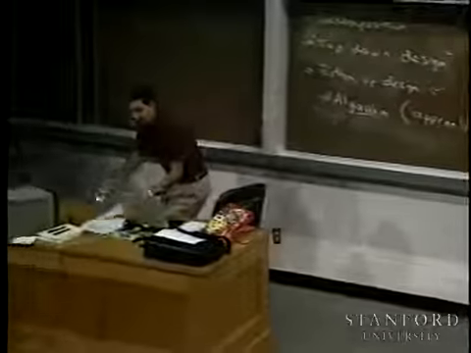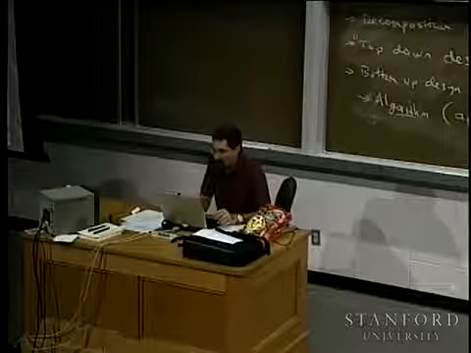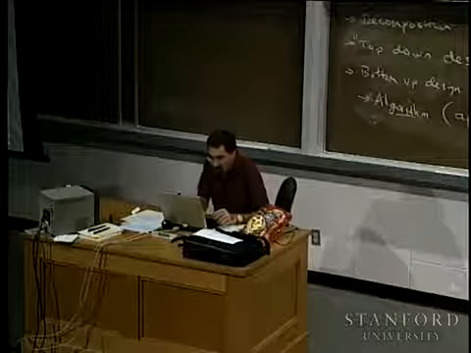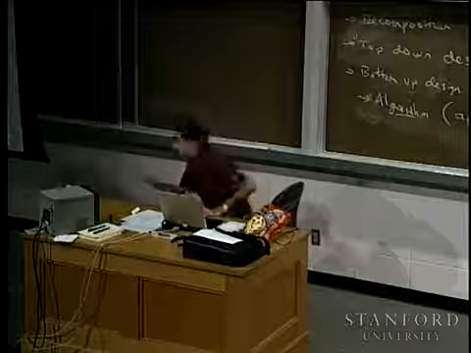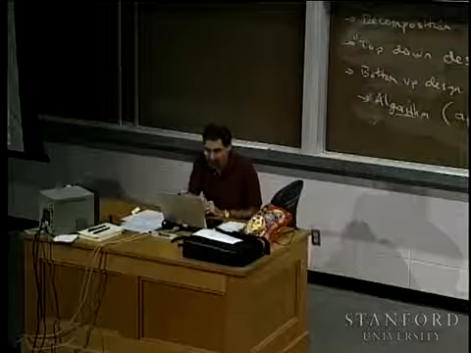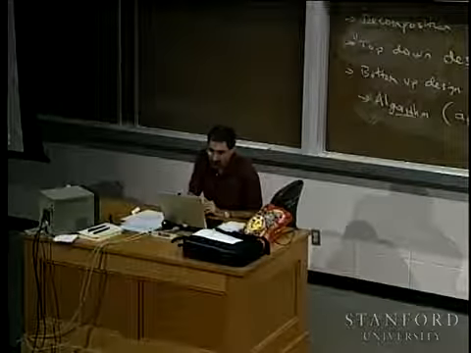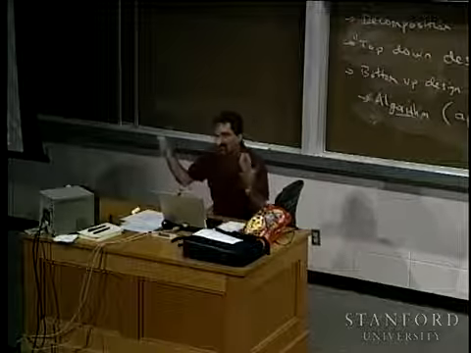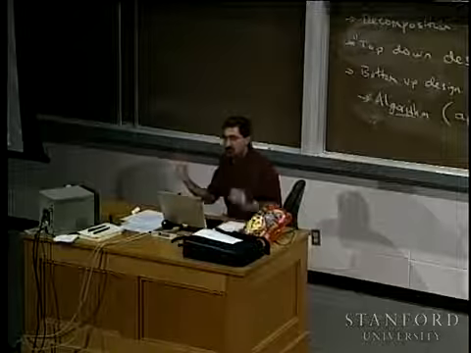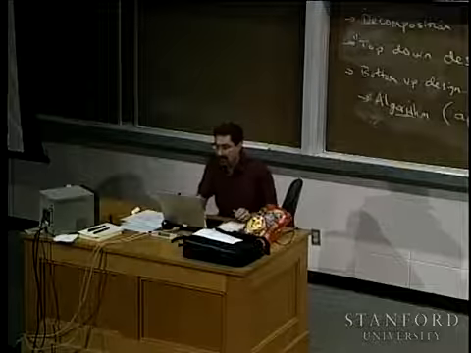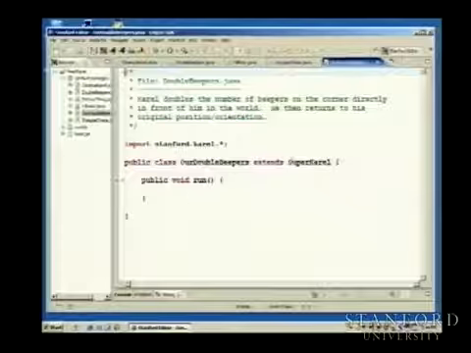Let's actually start with a blank slate. Let's close this puppy up, and we'll start with a blank slate, which we'll call our double beepers. I just gave you the boilerplate stuff to begin with. There's a little comment up at the top that says file double beepers. That should be called our double beepers, actually. Carol doubles the number of beepers on the corner directly in front of him in the world. He returns to his original position and orientation. We have the public class stuff for our double beepers, and it extends super Carol.